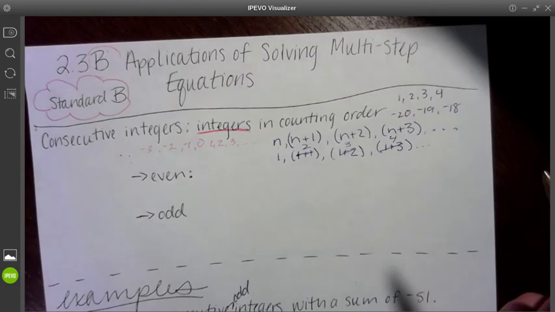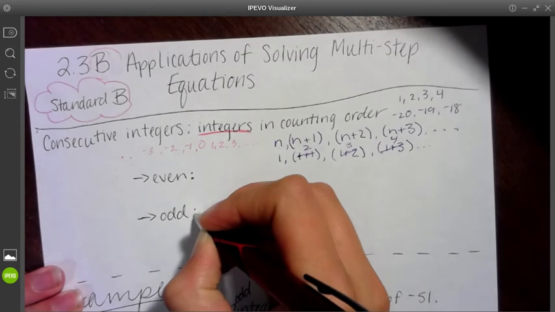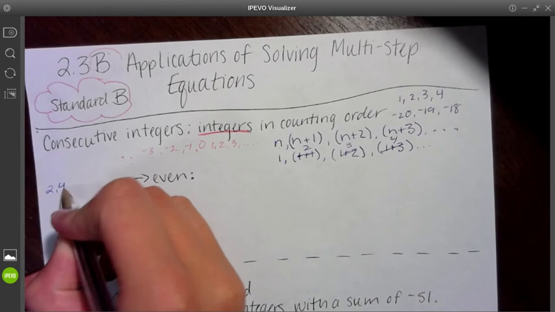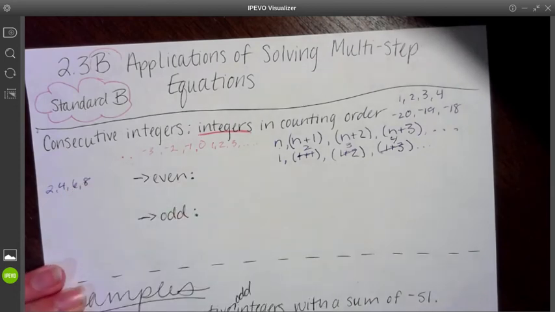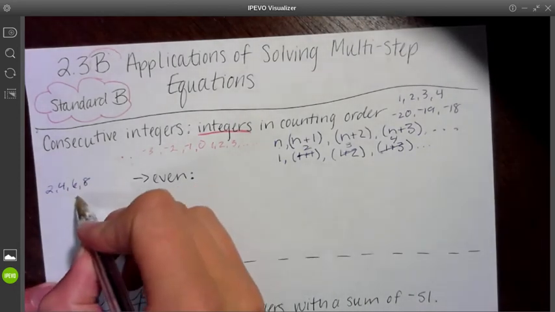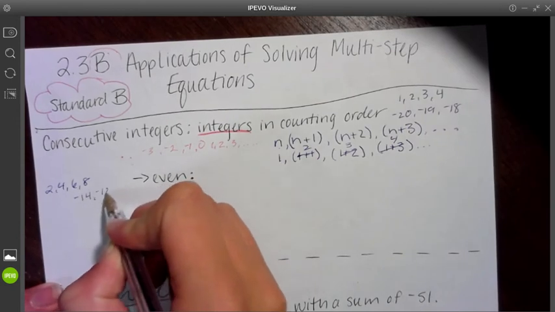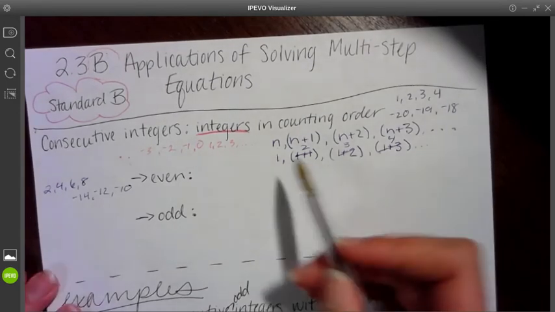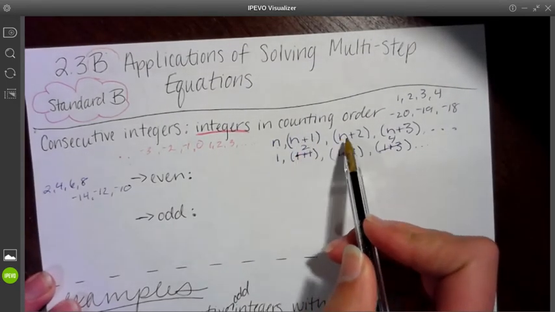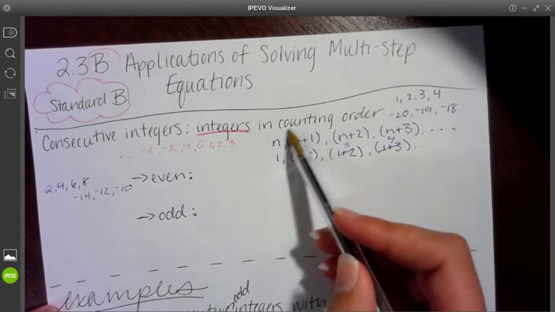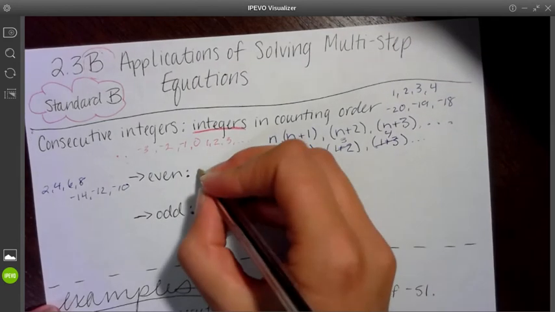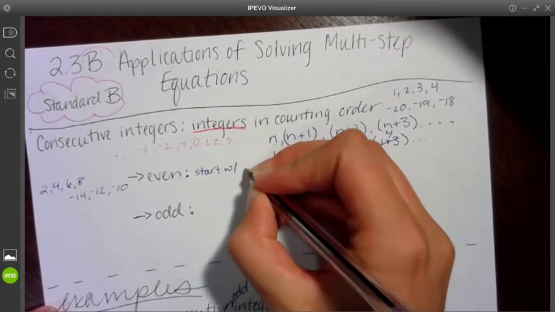and symbols. We're also going to talk about even consecutive integers and odd consecutive integers. Some even consecutive integers would be 2, 4, 6, 8, numbers like that. You're counting by twos, like -14, -12, -10. So how we would write that in symbols is we're not going in counting order. We're not talking about the number that comes immediately after. We're talking about skipping a number. So you start with an even number.